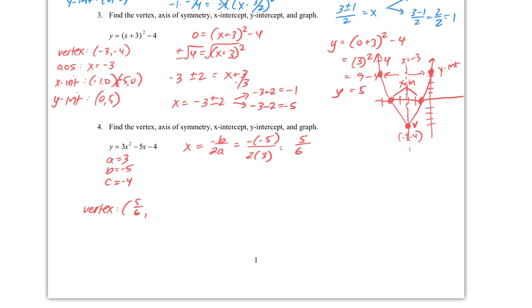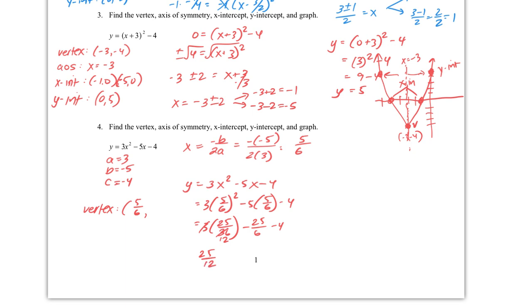The y value of the vertex, well, I've got to take the original equation and plug 5/6 in for x everywhere I see an x, which is a little bit of a pain because it's a fraction. So I come over to here, 5/6 squared is 25 over 36. 5 times 5/6 is 25 over 6, minus 4. I know this simplifies to 25/12. This would be 50 over 12 if I rewrite it. And this is minus 48 over 12.